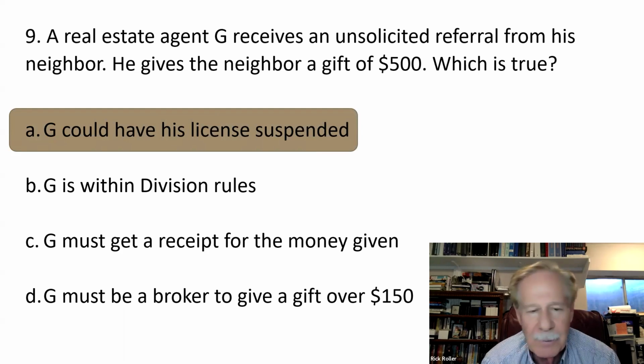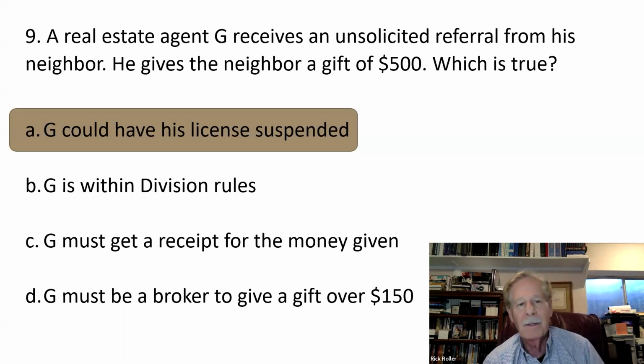Oh, it's nice to get a receipt. I mean, the IRS likes that better. Or D, a G must be a broker to give a gift over 150. No. Anything that has anything to do with the commission has to be approved by the broker, of course, and has to be paid through the broker, of course. But that's a little bit beyond what we're talking about on this question here.